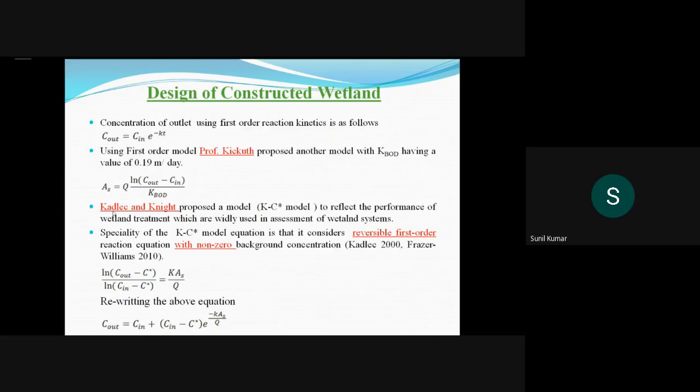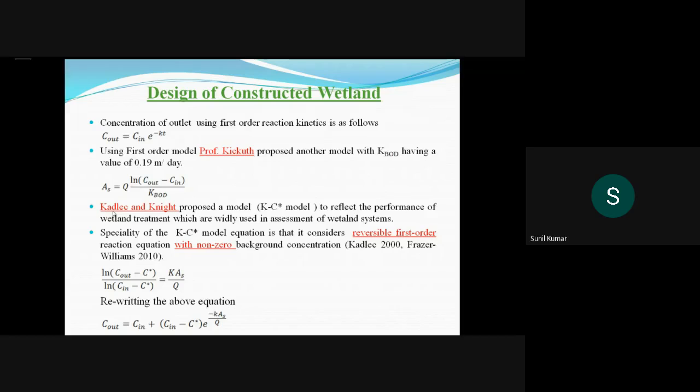So this is the formula which is used for the constructed wetland. All the equations are based on e to the power kt, first-order kinetics only. There are different formulas available. One is the generally used formula, one is the Kickuth formula, and another is the Kadlec one. These are widely used, and all of them are derived from the e to the power kt formula.